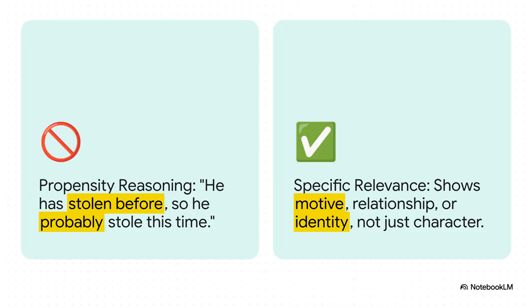Now, this slide lays out the single most important distinction you need to burn into your brain for the exams. On the left, that's pure propensity reasoning, and it's a huge no-no. The law is really strict about this. You have to prove the crime with evidence about that specific event, not by putting someone's character on trial. But look to the right, that's the key. If that exact same evidence has a higher, more specific purpose, like proving a motive or identity or knocking down a defense, well, then it might just get in.